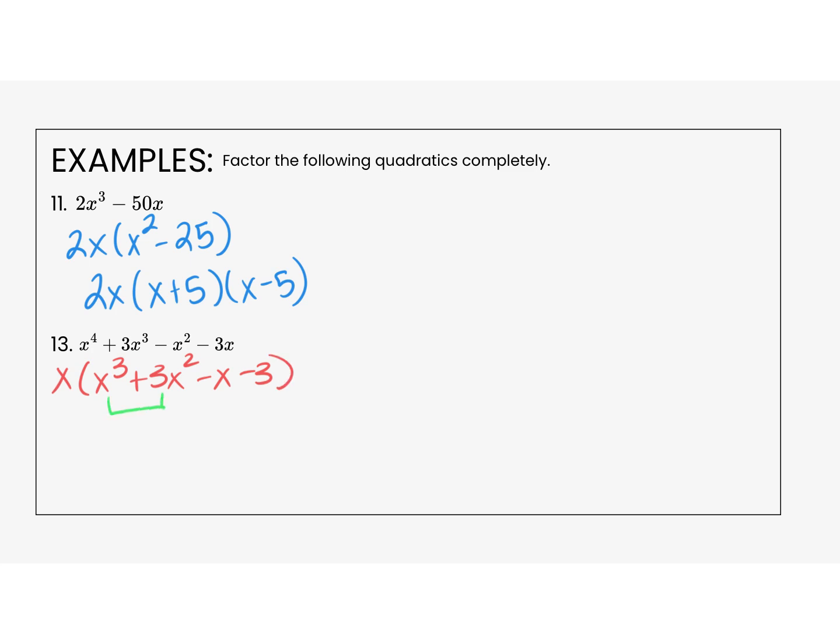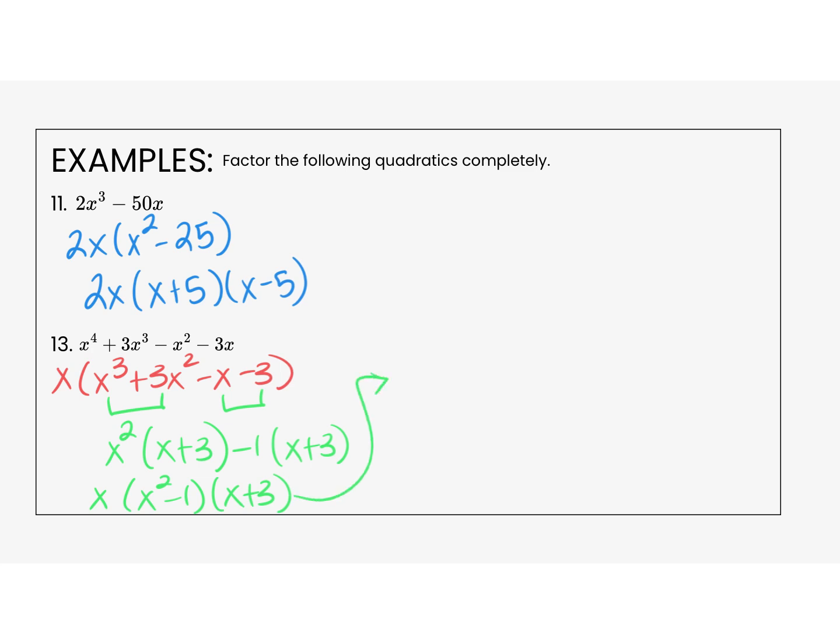So these first two, I'm going to pull out an x squared. That leaves me with x plus 3. The second two, the only thing I can take out there is a minus 1, which leaves me with x plus 3, so that's good, those match. So I get x squared minus 1 and x plus 3. Don't forget I still have this x out front.